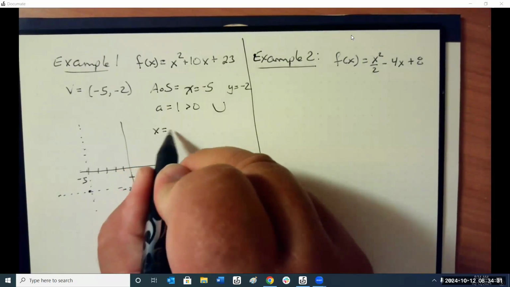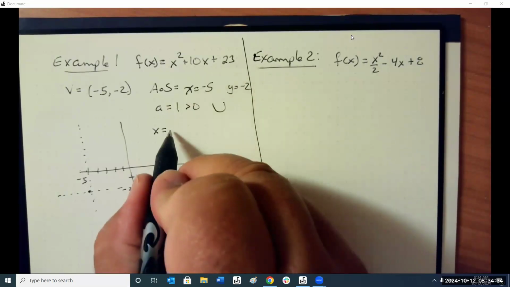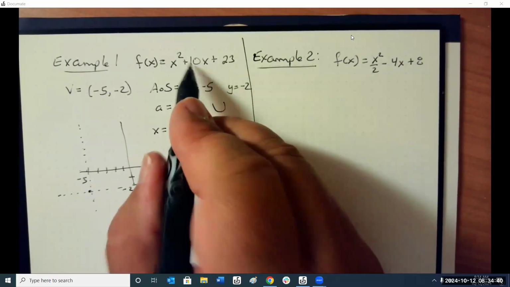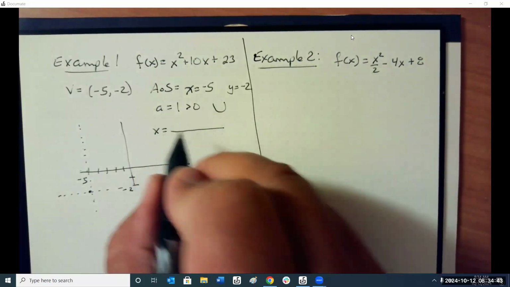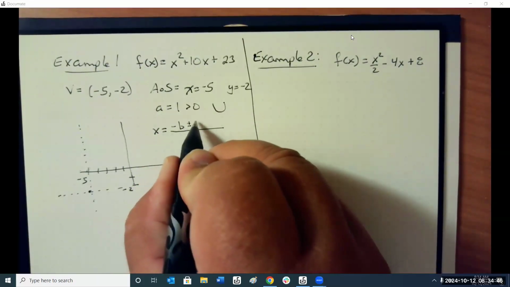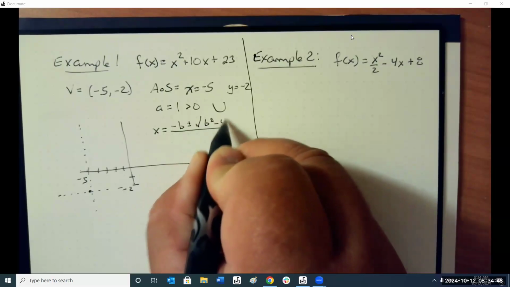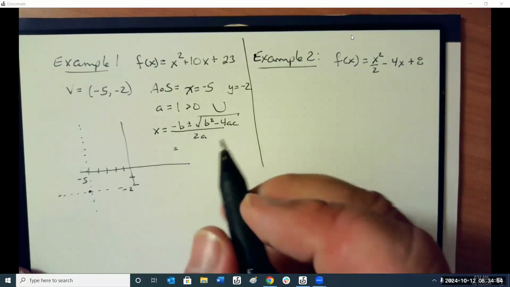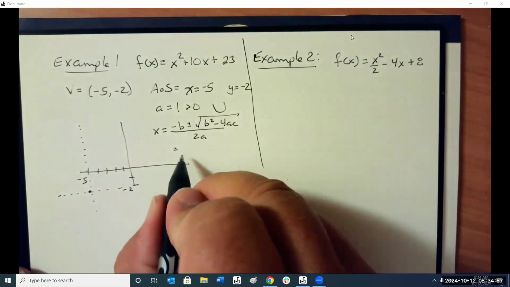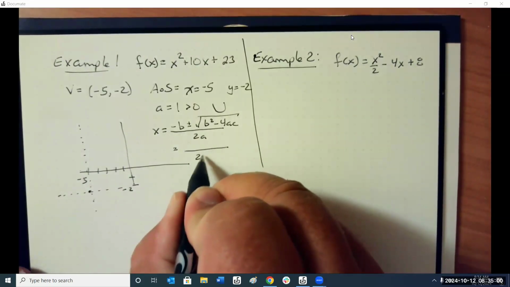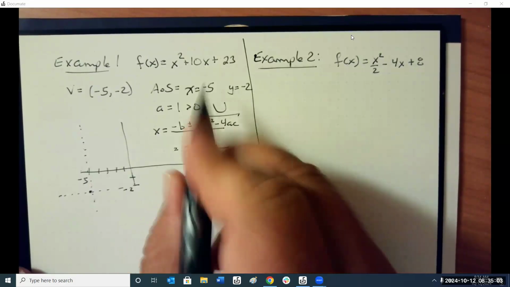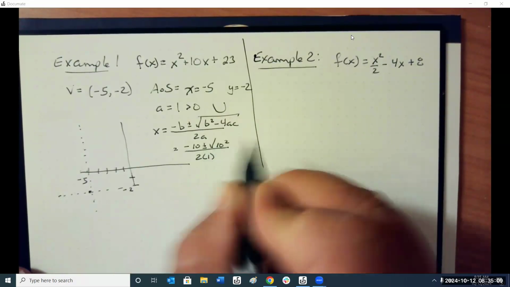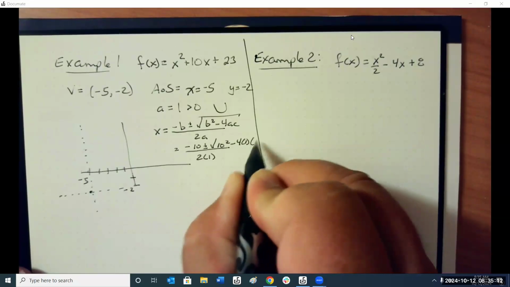Remember, x equals... since we can't factor this one, we know we can't factor because what times what is 23, and when you add them, you get 10? Nothing. So we've got to use the quadratic formula. a was 1. We have 2 times 1. b is 10, so it's -10 plus or minus the square root of 10 squared minus 4 times 1 times 23.